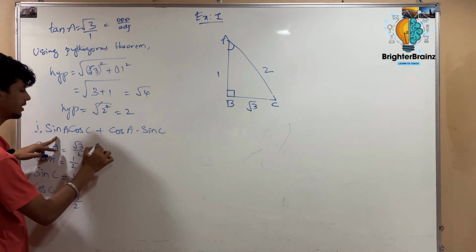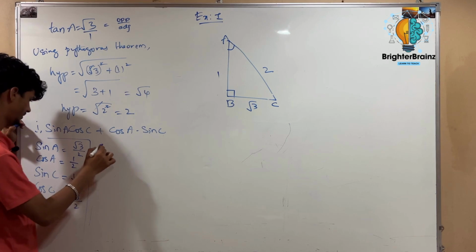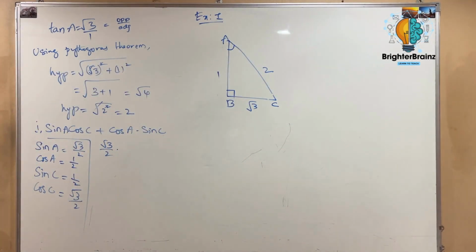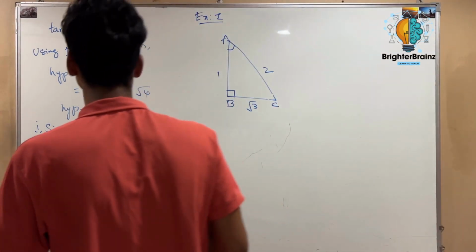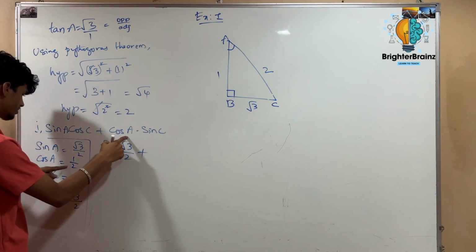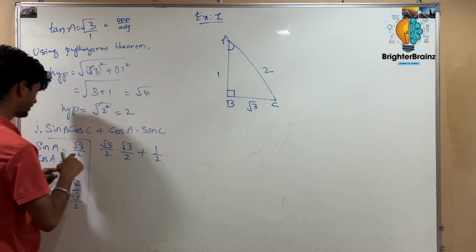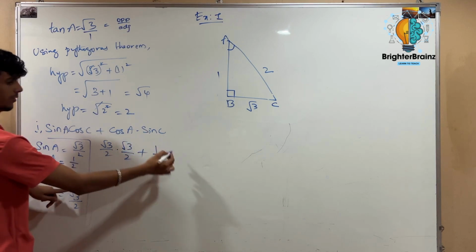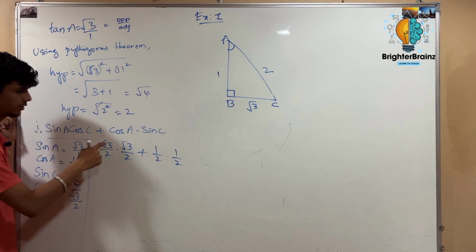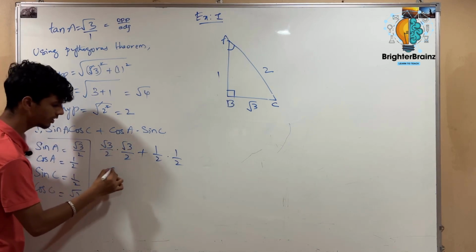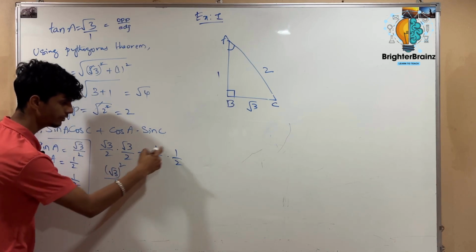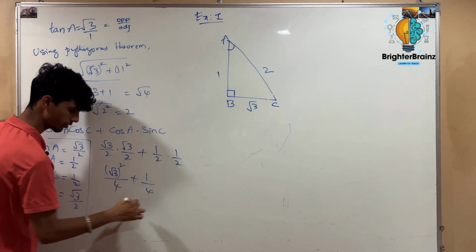So what is the value of sin A? Sin A is root 3 by 2 into cos C value root 3 by 2, plus cos A value 1 by 2 and sin C value 1 by 2. ఇలా ఉందంటే this dot represents a multiplication product. So root 3 into root 3, root 3 whole square by 2 into 2, 4, plus 1 into 1, 1, 2 into 2, 4. Done.